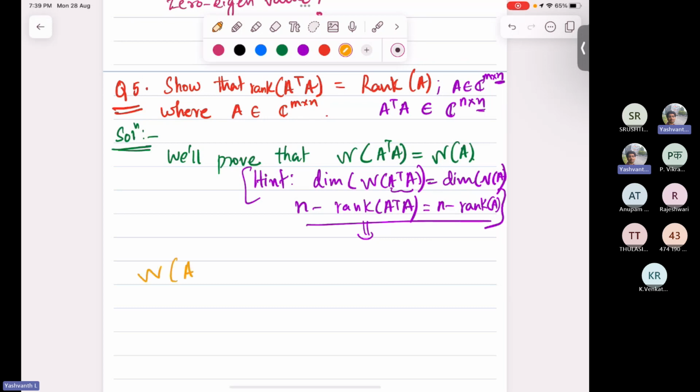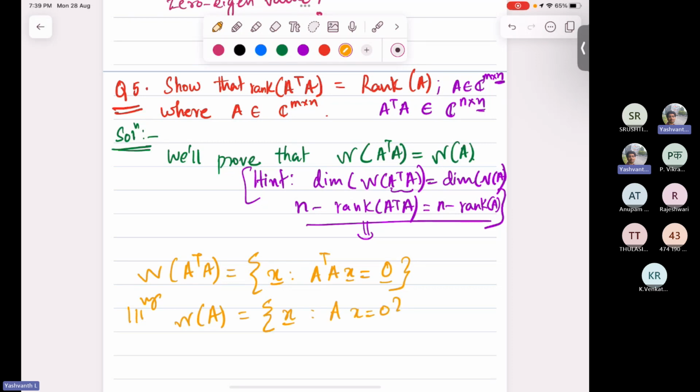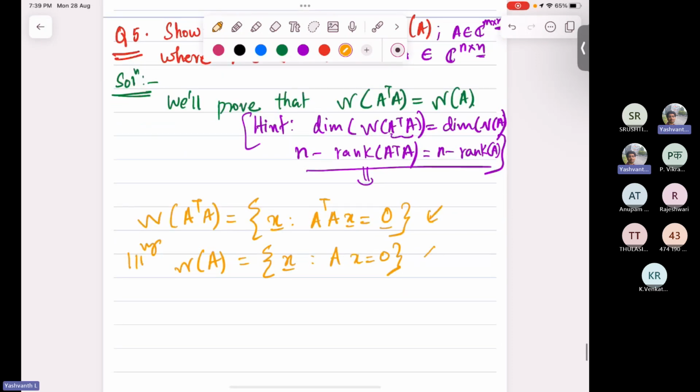Null space of matrix A transpose A is nothing but the set of all vectors X such that A transpose A X is equal to a 0 vector. Similarly, null space of the matrix A is a set of all vectors X such that AX equal to 0. So they both are two sets basically. So how can I prove one set is equal to the other set? How to do that?